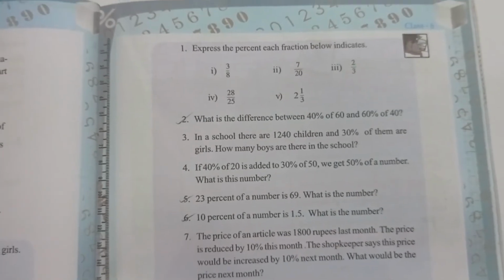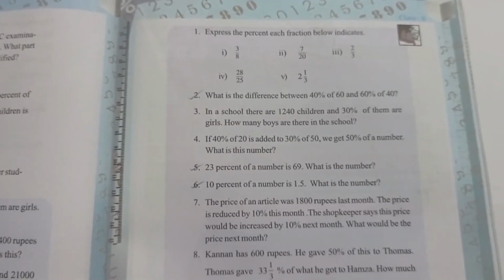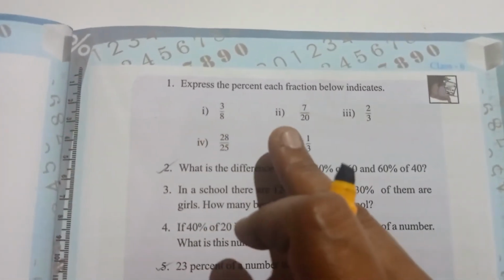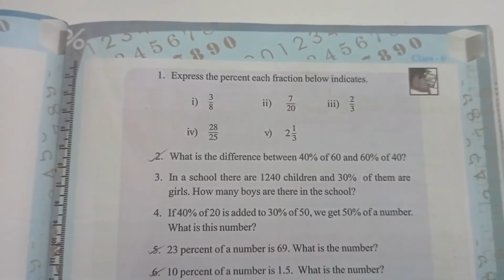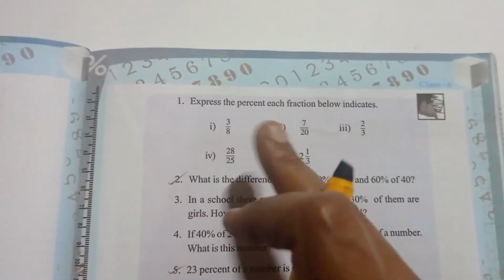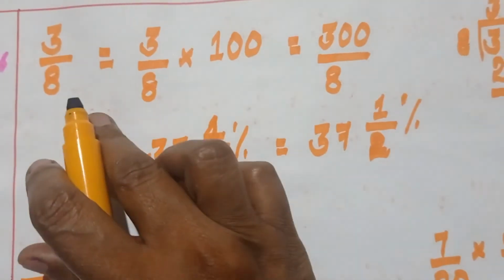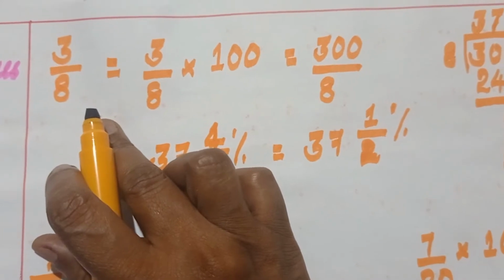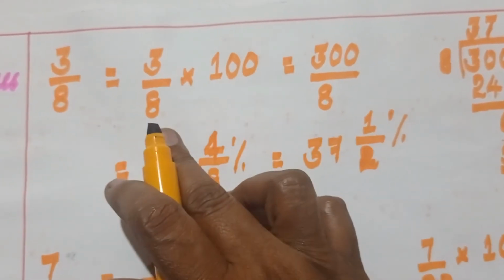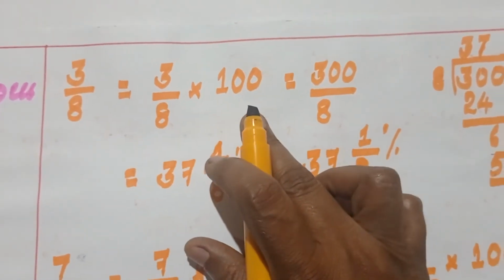Next, we will discuss the last section of this unit, that is the activities on page number 147. First question: express the percent each fraction below indicates. Here a fraction is given, and we convert this fraction into percent. First fraction is 3 by 8. 100 times the fraction is the percent. That is 100 times 3 by 8, which can be written as 3 by 8 into 100.